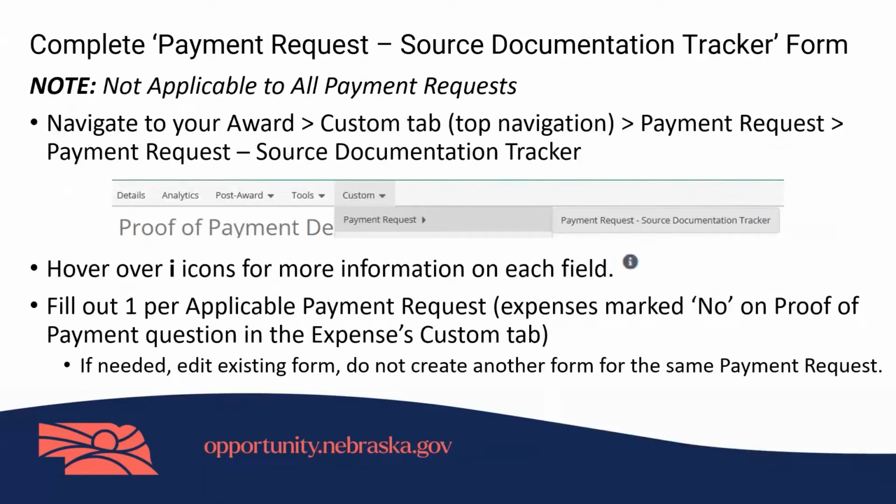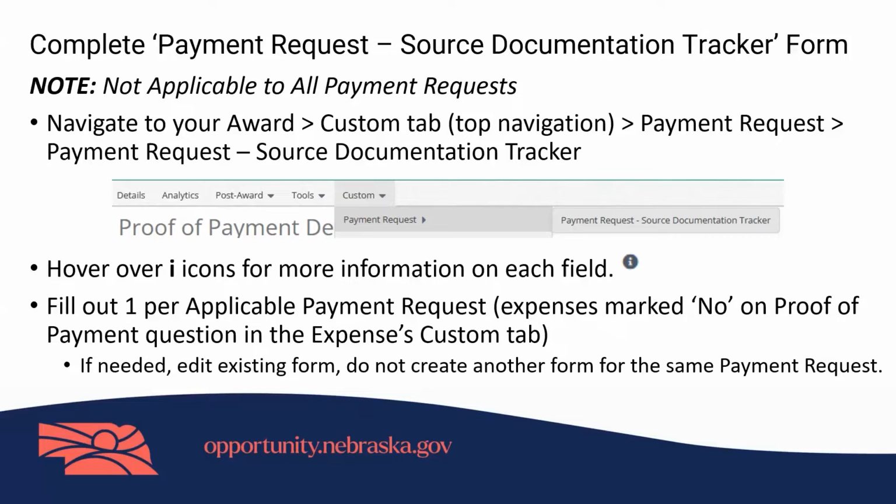All right. So after your payment request has been approved, paid, and now you have your proof of payment for those expenses in that payment request, we are going to fill out a custom form to make sure you didn't hold on to the funds too long. Essentially, we're going to tie the proof of payment to the expenses.